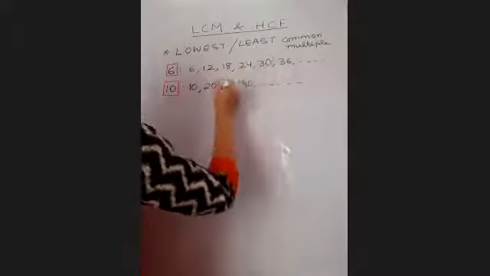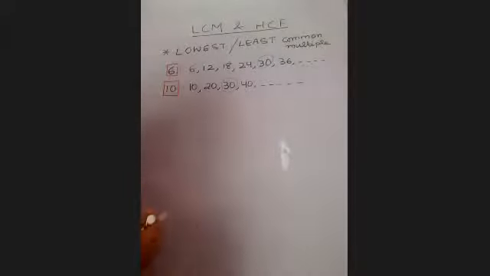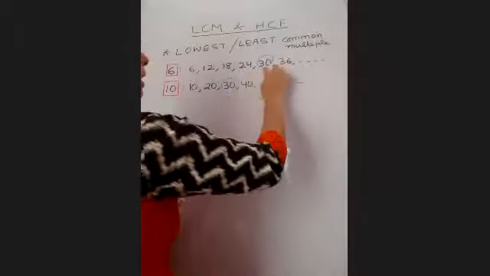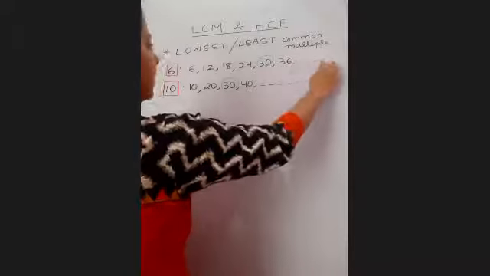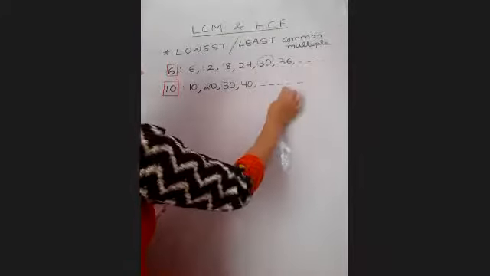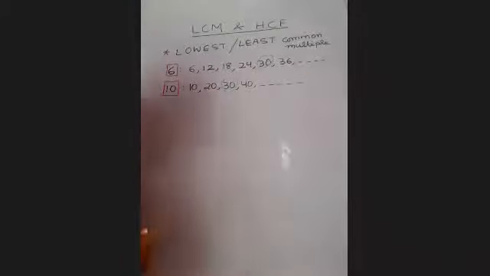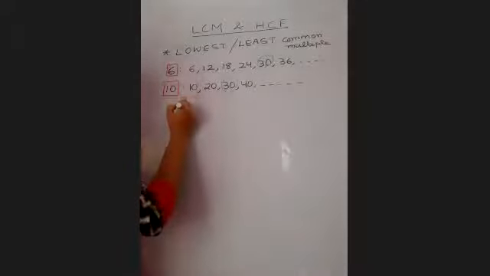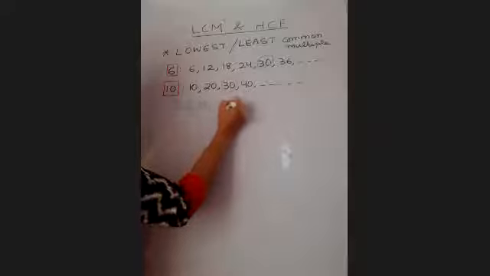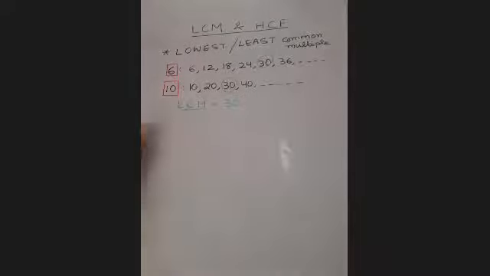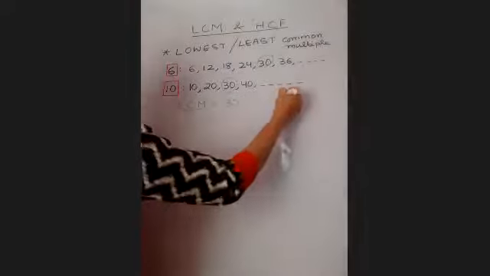And children, is this the only number which will be common to both, or there will be more? Ma'am, more. There will be more. If you move ahead, 6 tens are 60 and 10 sixes are 60. 60 will be the next common multiple. So we found LCM, lowest common multiple, सबसे छोटा common multiple is 30. This is how you used to do in class 5 and 6.